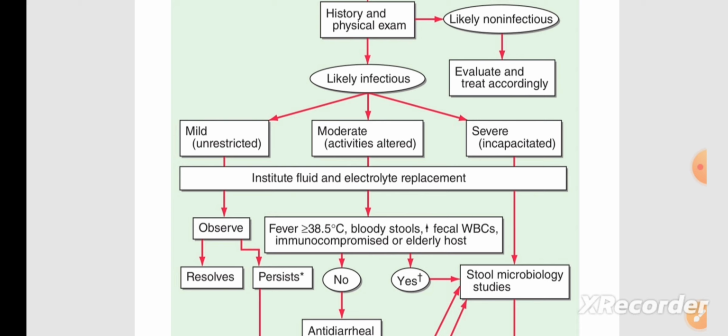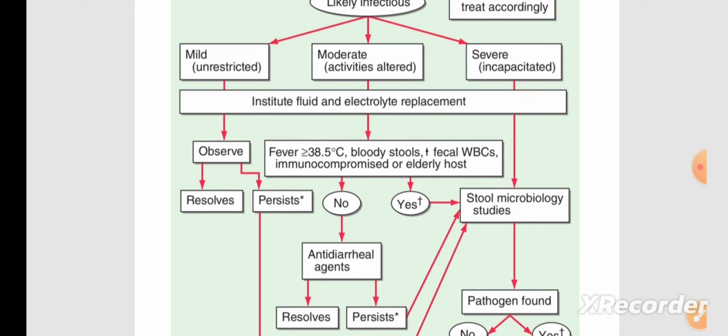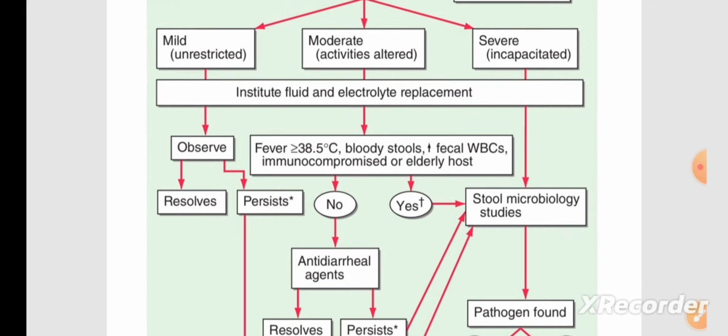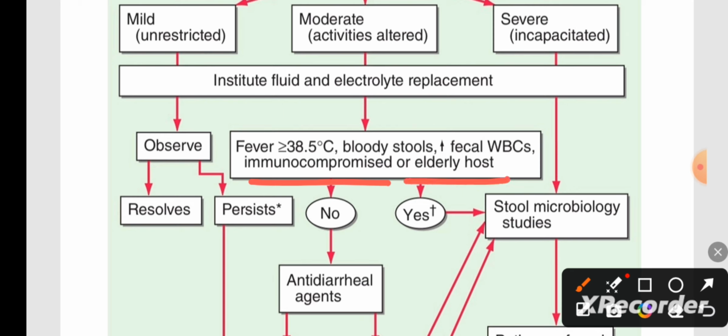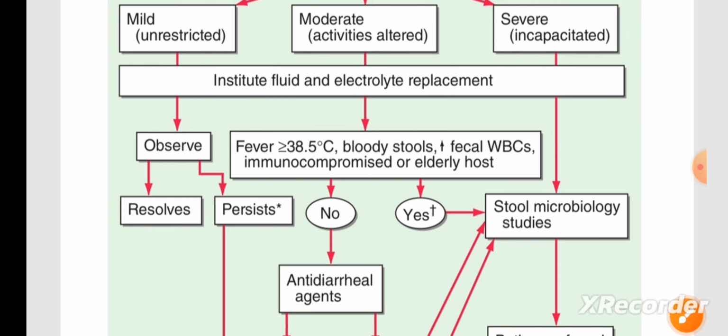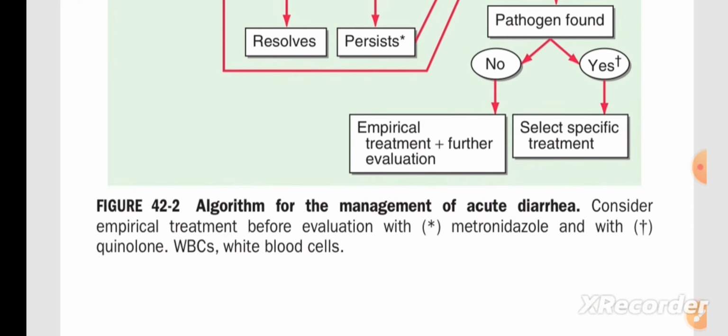If the patient is debilitated, we will institute fluid and electrolyte replacement and observe the patient. If the patient resolves, then it's okay. If the symptoms persist, we go for stool microscopic studies. And if the patient has diarrhea along with fever of more than 38.5 degrees Celsius, bloody stools, increased WBC count, or is immunocompromised or an elderly host, then we again go for stool microscopic studies.